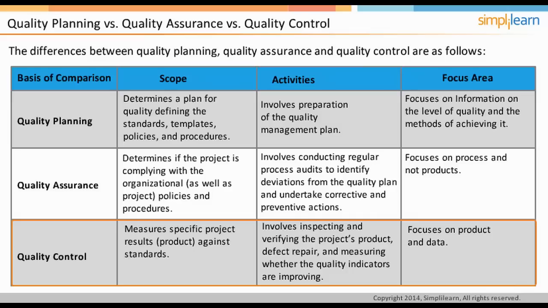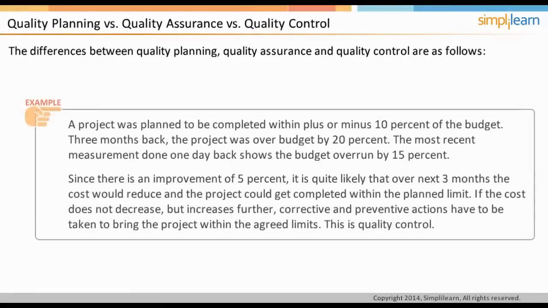Quality control is about the product and data. For example, it was planned as part of quality management that the project would get completed plus or minus 10% within the cost budget. Three months back, when the measurement was done, the project was over budget by 20%. When the measurement was done a day before, it was only 15% over budget.